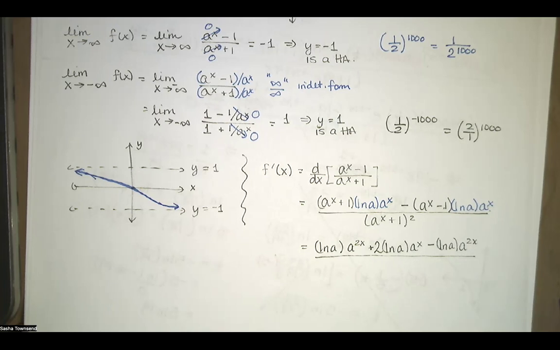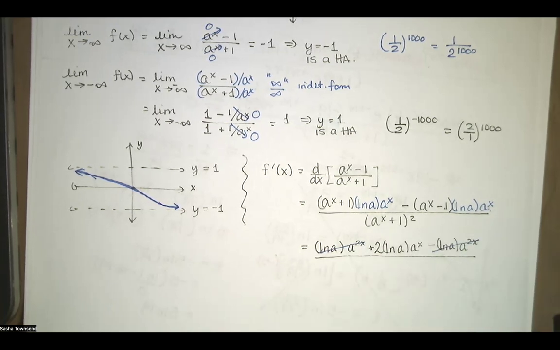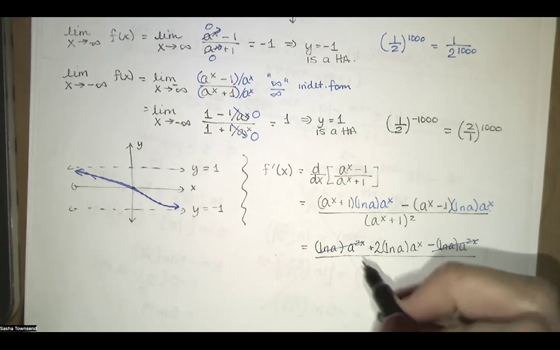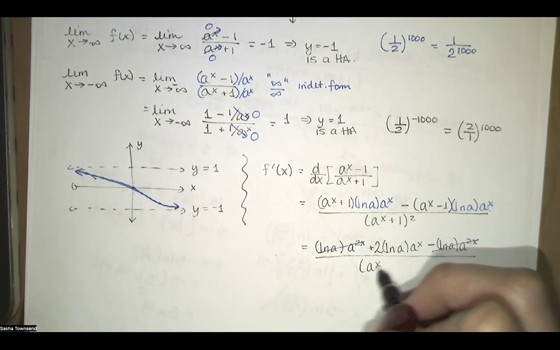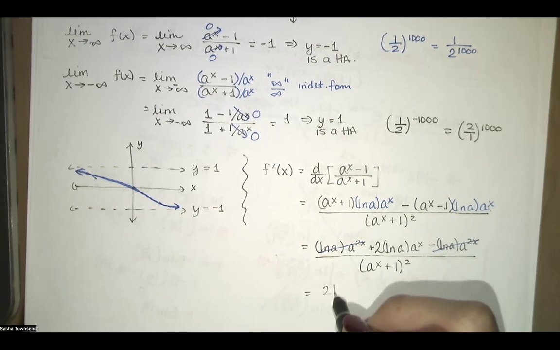That's our numerator. And we see that we've got two terms with opposite signs in common, so those reduce. And in our denominator, we've got a to the x plus 1, quantity squared. And this is f prime.